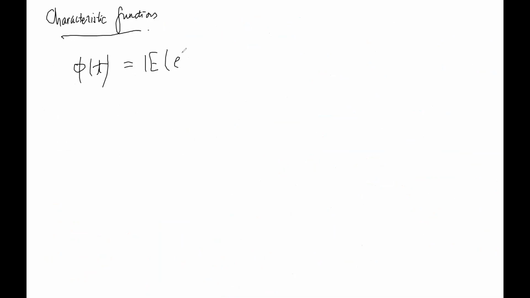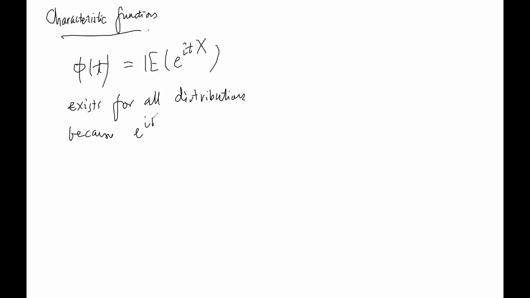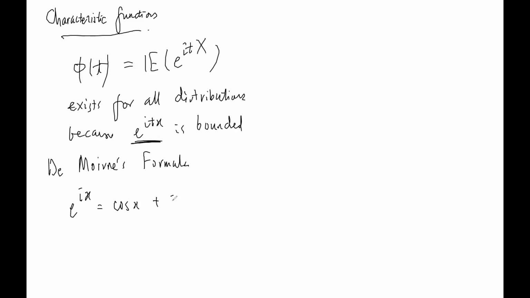Basically, your characteristic function exists for all distributions, because your e^(itX) is bounded. This is a complex number. In the characteristic function we use De Moivre's formula a lot. De Moivre's formula is e^(ix) equals cos x plus i sin x. This part is called the real part. This part is called the imaginary part.